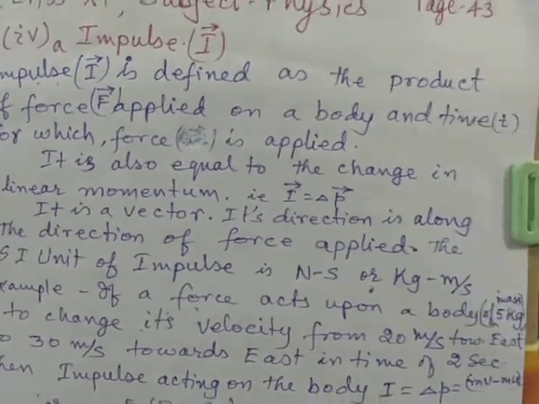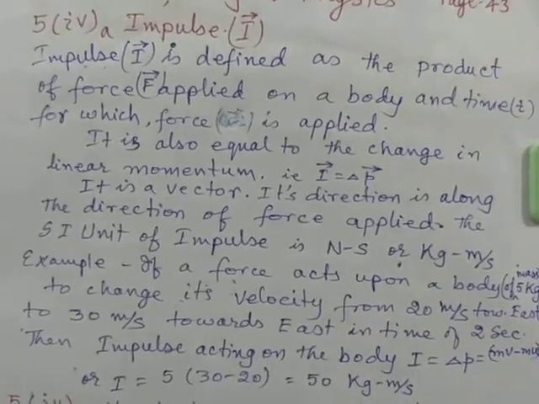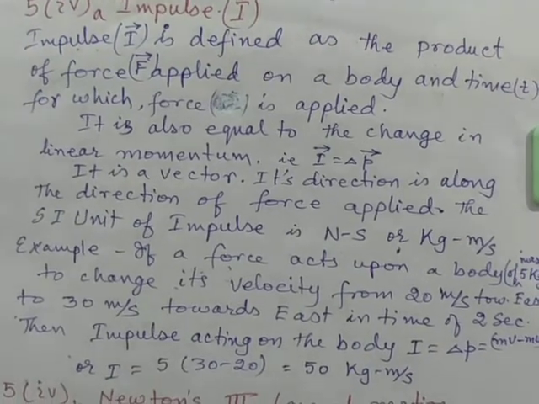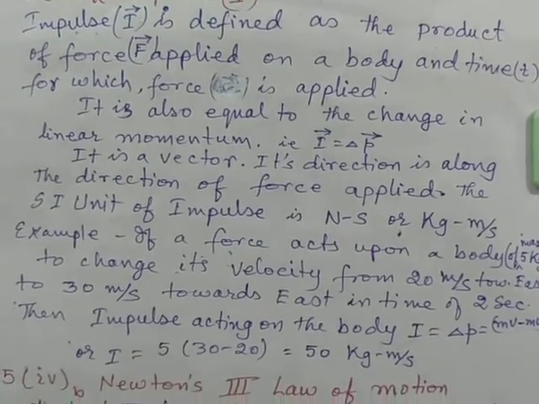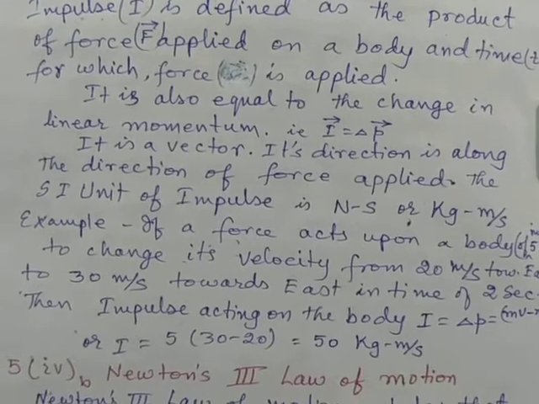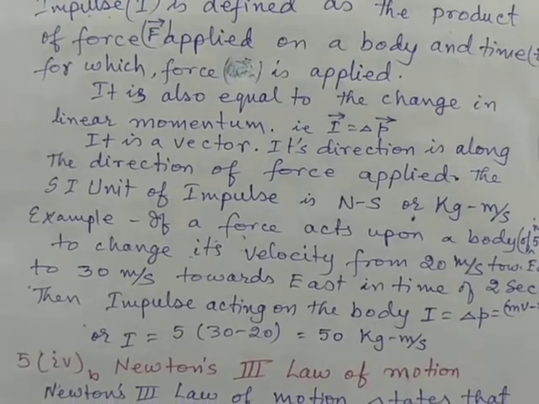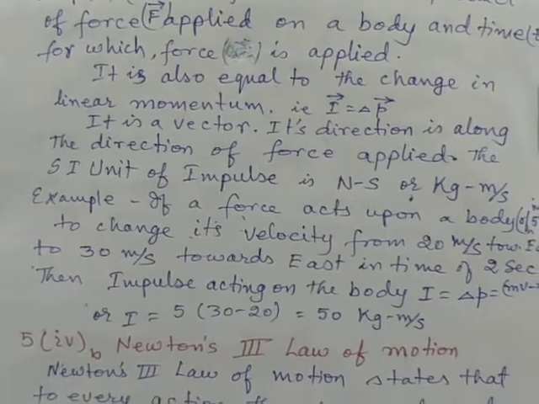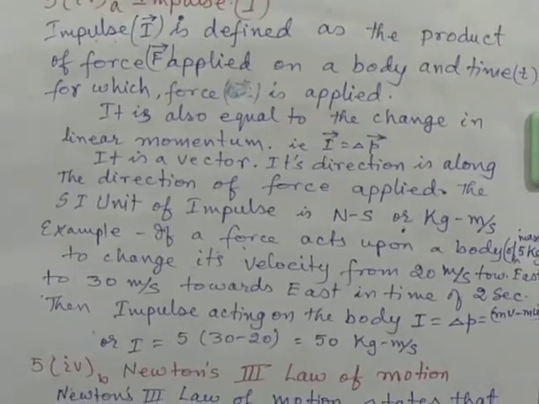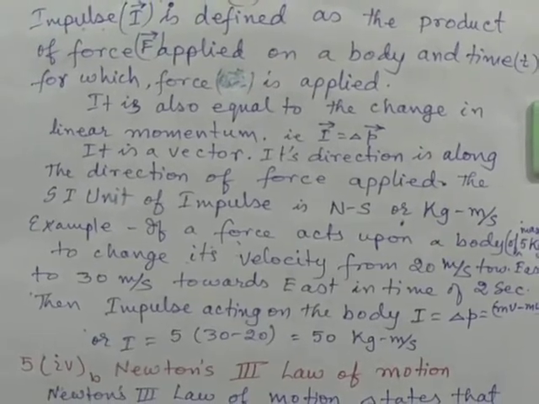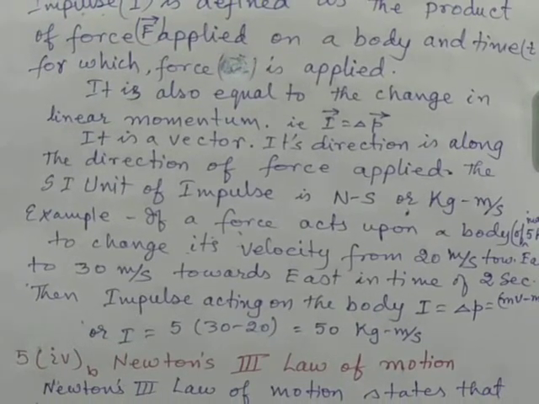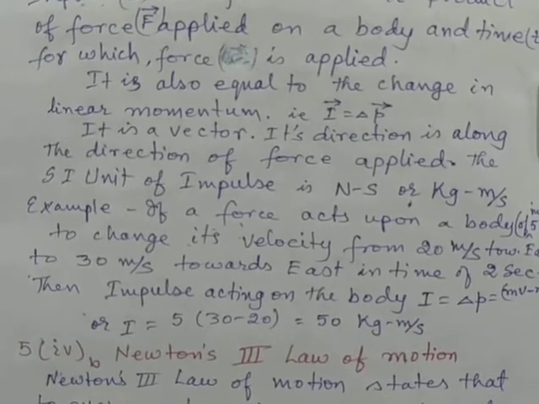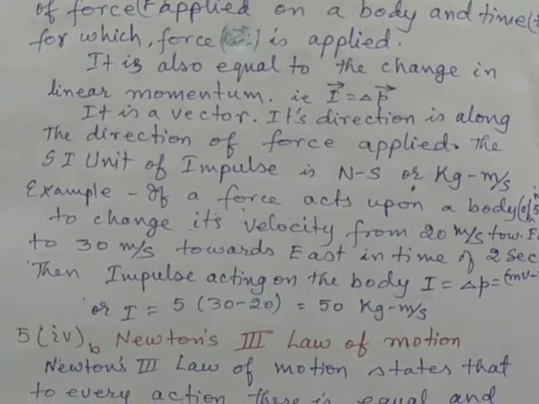So impulse is defined as the product of force applied on a body and time for which the force is applied. It is also equal to the change in linear momentum, and therefore I is equal to delta P and I is also equal to Ft. Now impulse is therefore a vector quantity, and its direction is along the direction of force applied. It is also along the direction of change in momentum.